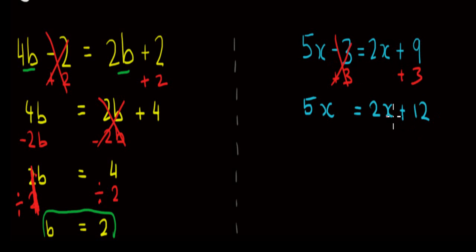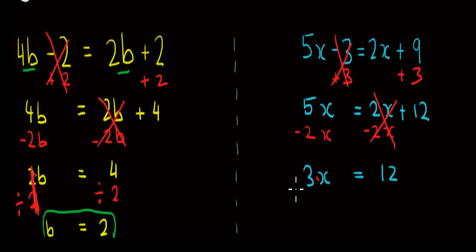In this case, we can remove the 2x by minusing both sides by 2x. So then we have left, this cancels out. 2x minus 2x is 0. So we've left 5x minus 2x, which is 3x. And what's left on the right hand side is just 12, right? Because that cancels out.